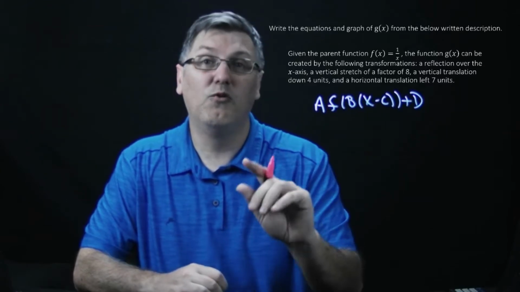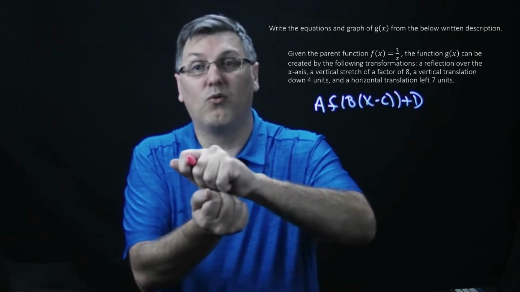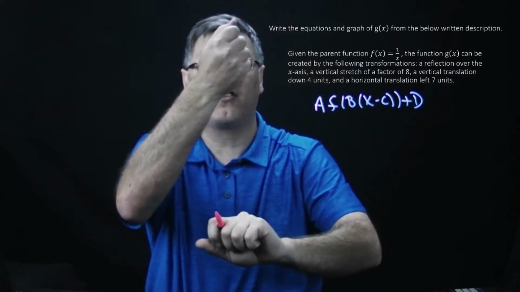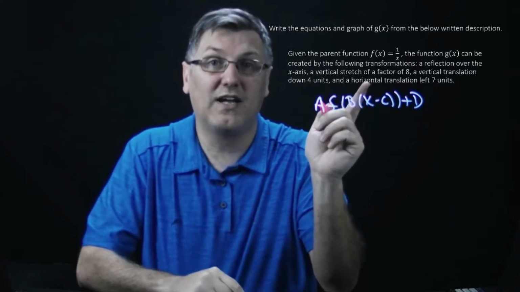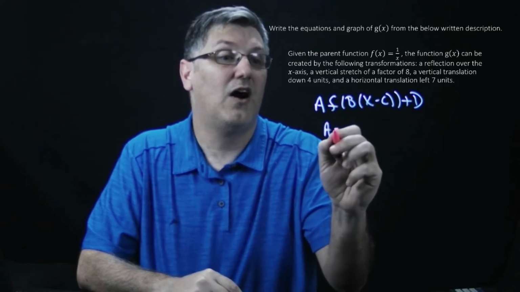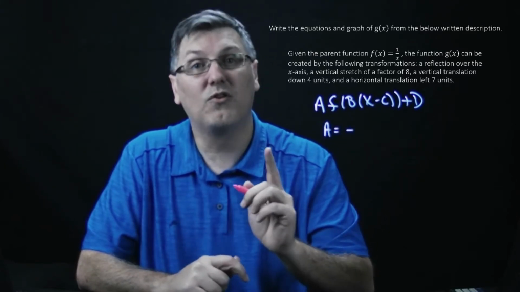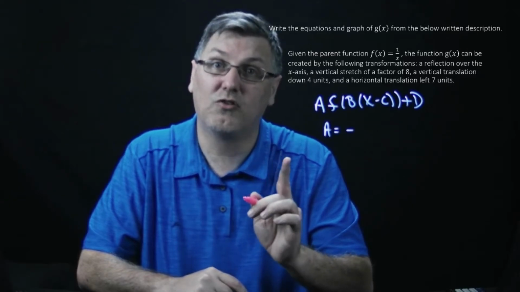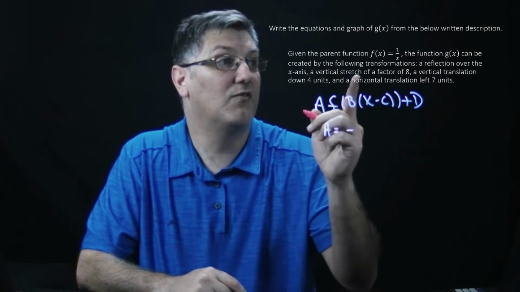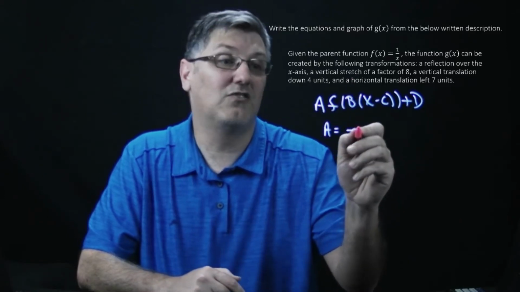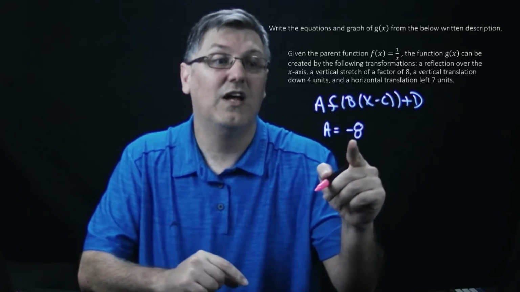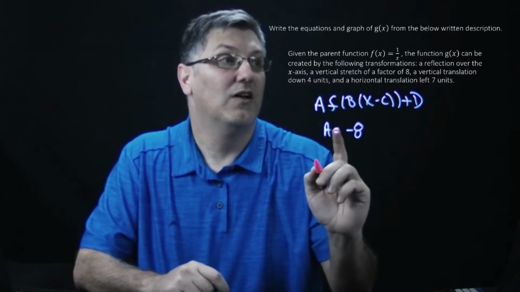So a, if you remember, is going to be either my vertical stretch, or my vertical shrink, or my reflection over the x-axis. It does say it reflects over the x-axis, and if you remember from the notes, that means my a has got to be a negative number. Then I'm going to look for the keywords of vertical stretch or shrink, or compression. In this case, it says there is a vertical stretch of a factor of 8. Well, factor of 8, that just means it's my a. So now my a is going to be negative because of the reflection over the x-axis, and the 8 because of the stretch.